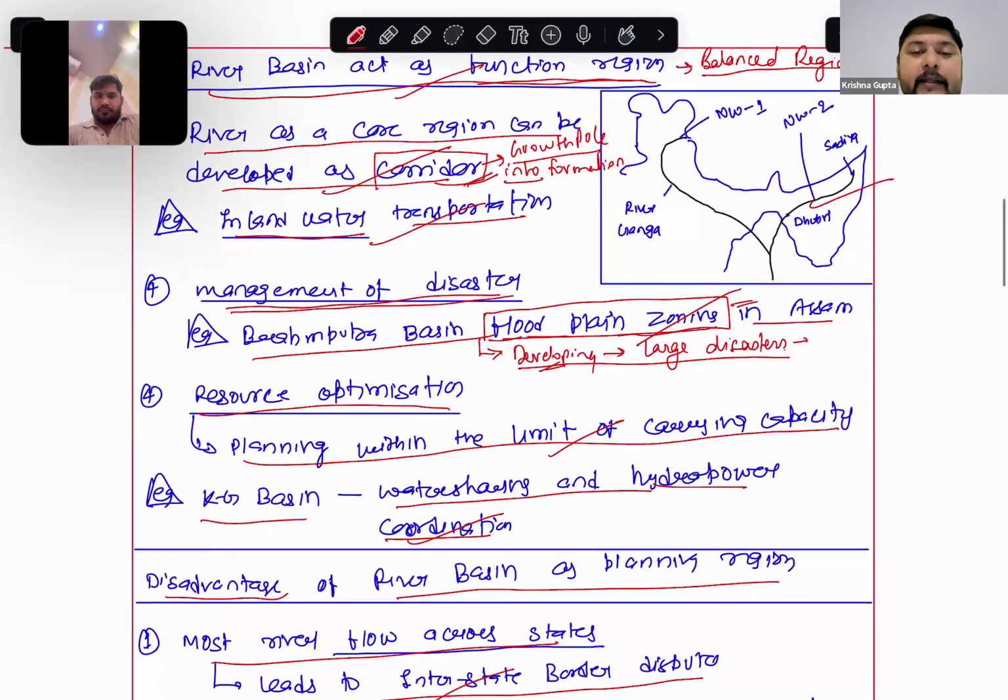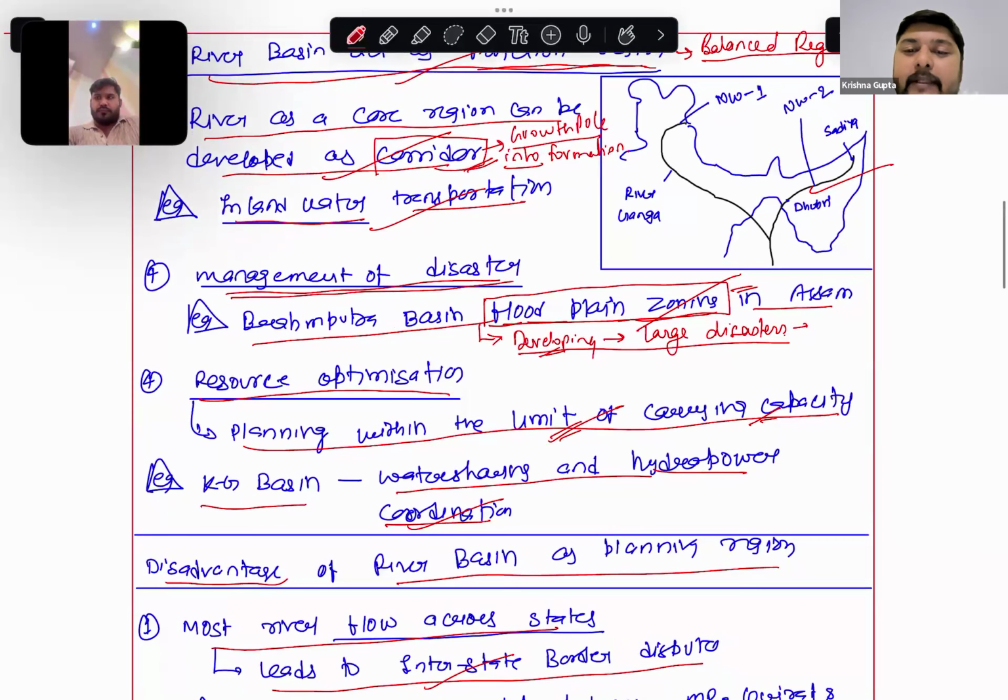Then resource optimization, which we have already covered here, the limit of the carrying capacity. Then resource optimization we can also look at from the... बहुत ज्यादा डालना जरूरी नहीं है, but the carrying capacity here can be increased. It is already mentioned. So this is a quite good part here.